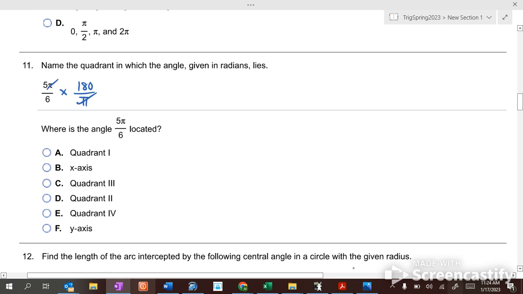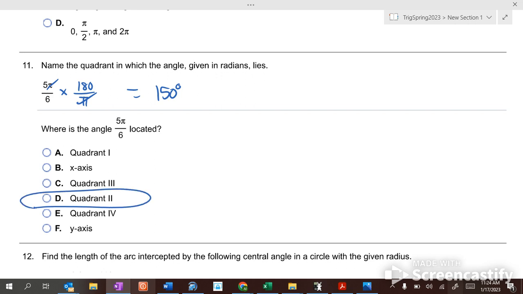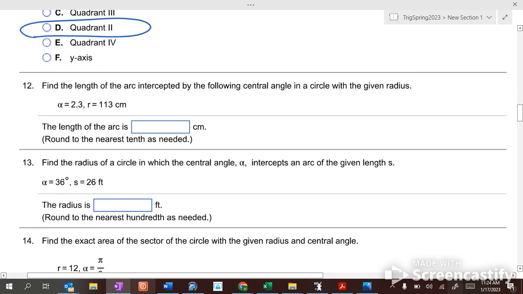Pi's cancel. And it's 150 degrees, right? Where's 150 degrees? What quadrant? 2. All right, arc length. Arc length is over on the board over there.